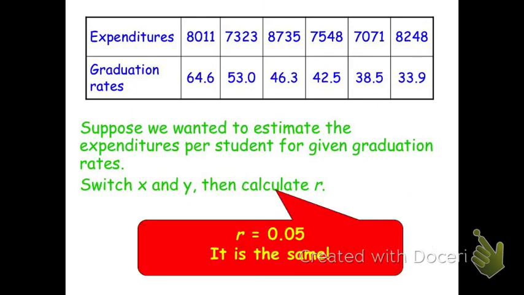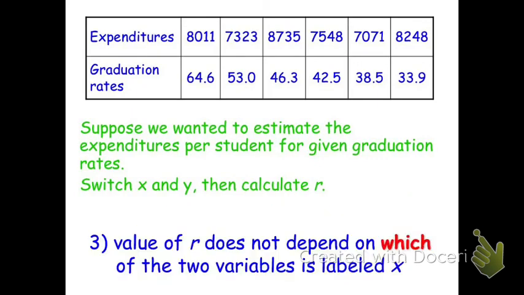So, R does not depend on which of the two variables is labeled X. So you could switch the two and still get the answer correct in some form or fashion. The line of best fit will change. So if this were a free response and you didn't know which one was X and which one was Y, you would get partial credit for having the correct R value, but you would get the line of best fit, the LSRL, wrong.